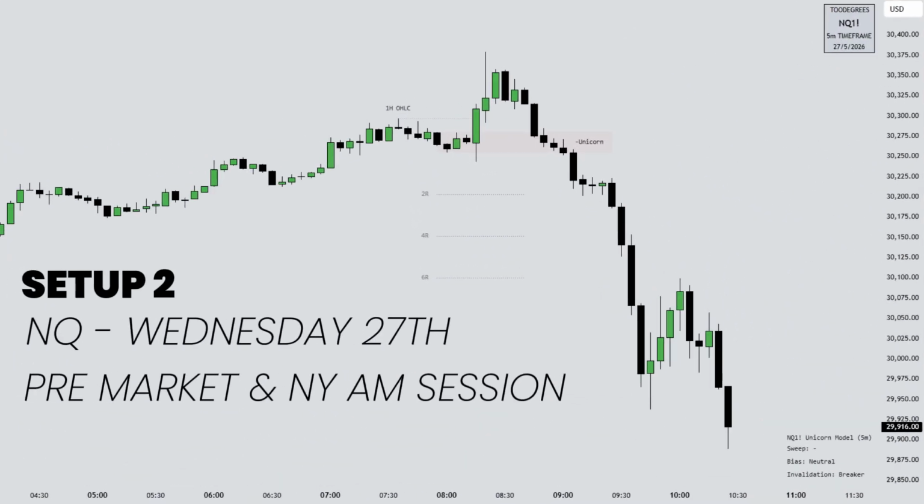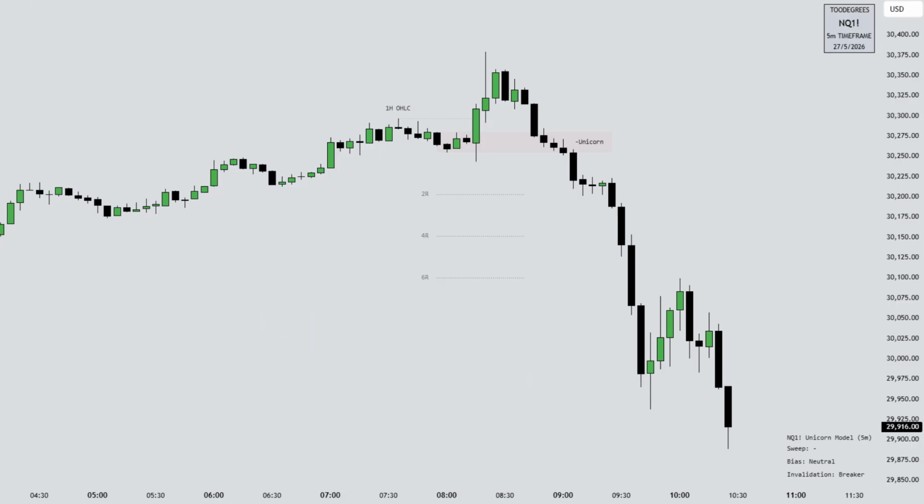Setup 2. NQ Bearish Unicorn. This second setup is a bearish unicorn continuation setup on the 5-minute time frame, and structurally this is very different from the first example. Instead of a reversal from a liquidity sweep low, this setup develops after price trades into premium and begins showing signs of exhaustion near the highs. You can see the market gradually trending higher throughout the overnight and early morning session, and then price trades into the hourly OHLC reference overhead and starts slowing down.